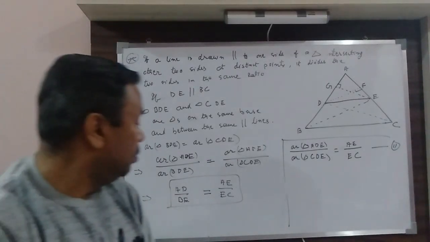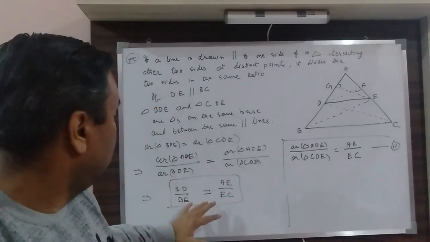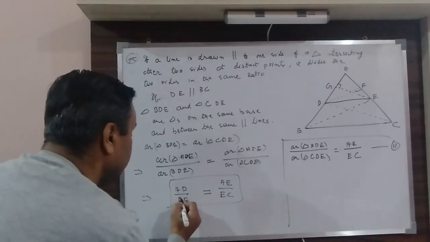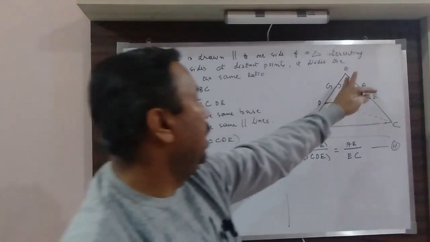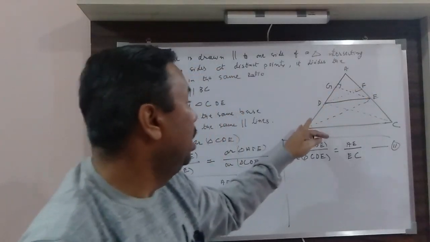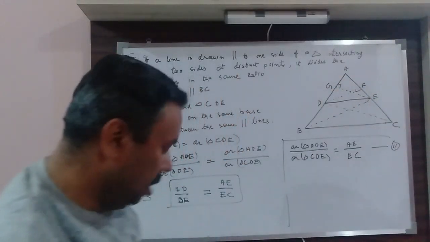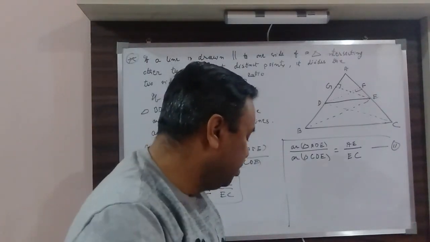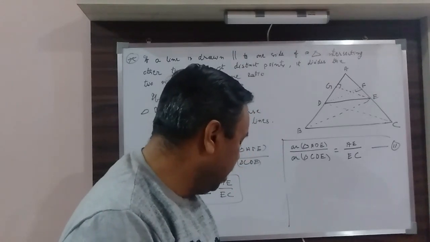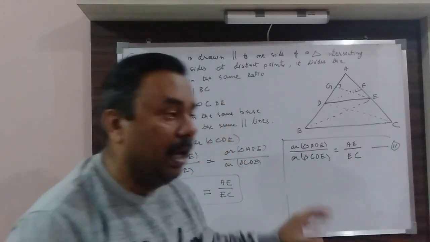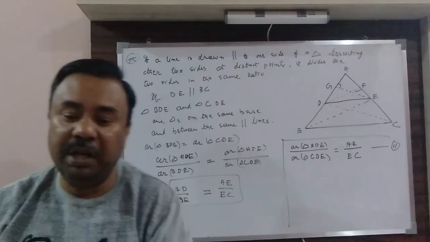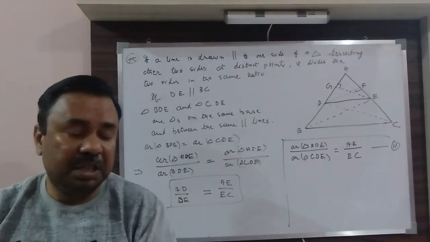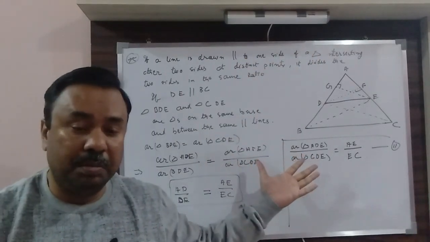What does it say? That AD over DB equals AE over EC. That means AB and AC have been divided in the same ratio. Next is just the converse of this theorem.